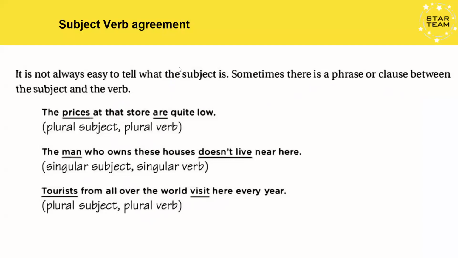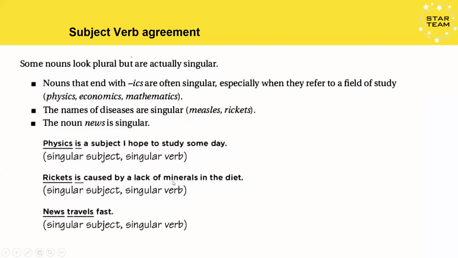Okay. The last thing we need to discuss for today. Some nouns look plural but are actually singular. For example, nouns that end with ICS are often singular, especially when they refer to a field of study. Physics, economics, mathematics. I think you have this problem, yes? Many people have. People think that it's plural.